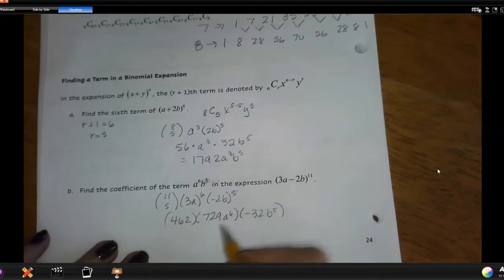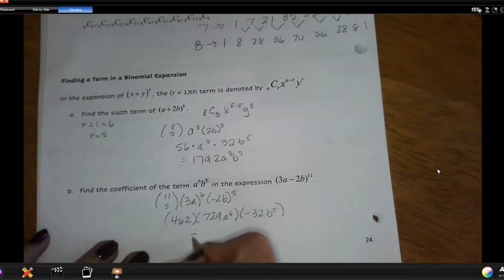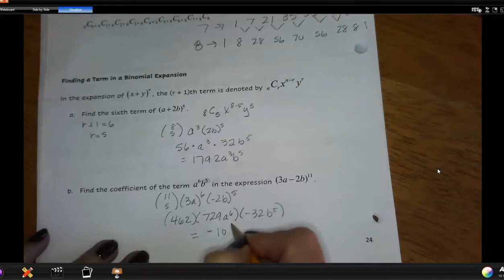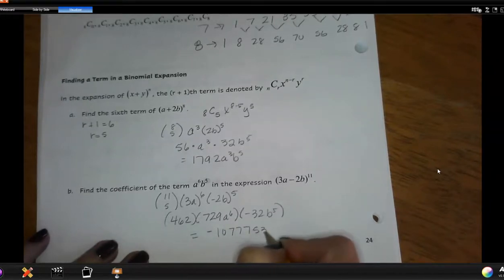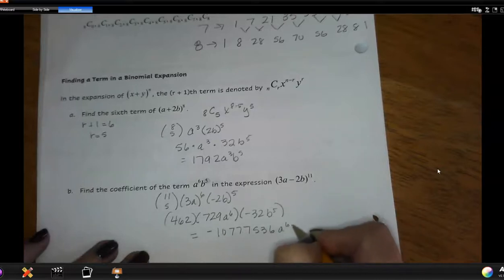So the coefficient of that term, this is where this gets kind of crazy. This is where those of us who think this is kind of fun lose some of the people. They're like, really? But it is kind of cool.